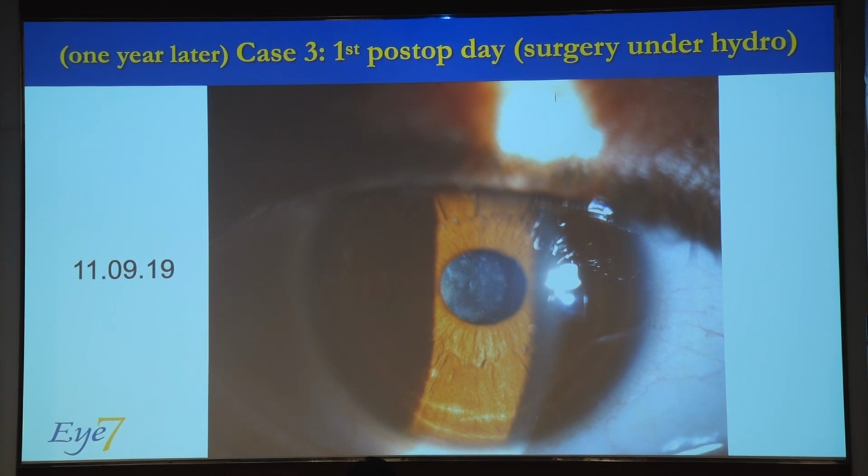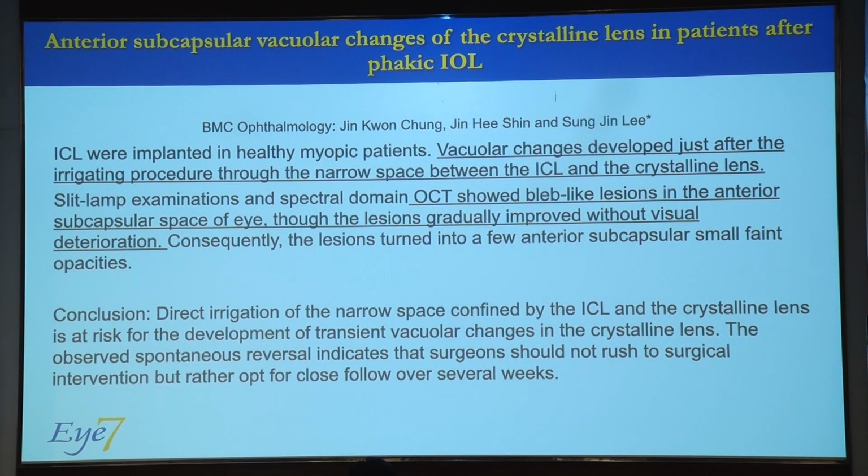This time we checked the literature and we came across a case report which talked about vacuolar changes on the anterior subcapsular space of the crystalline lens, which developed after the irrigating procedure through the narrow space between the ICL and the crystalline lens. So these white deposits were actually vacuolar changes that happened on the anterior capsule of the lens, and this was not retained viscoelastic material. On ASOCT, these vacuolar changes appeared like bleb-like lesions, and these were transient. They gradually improved with time.